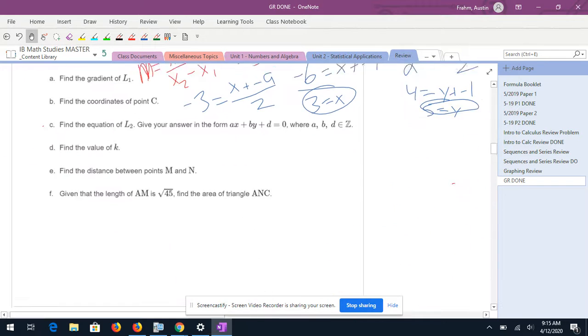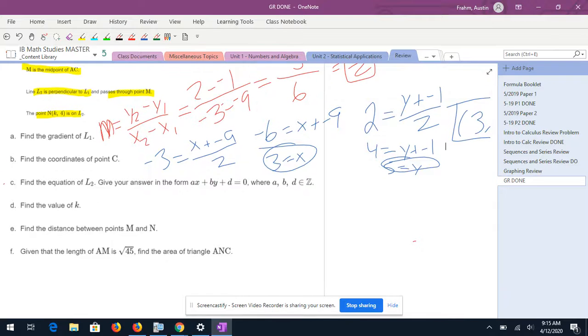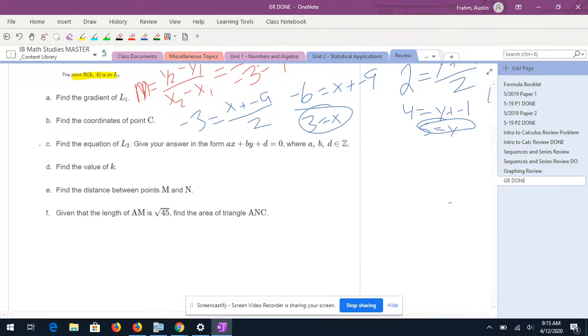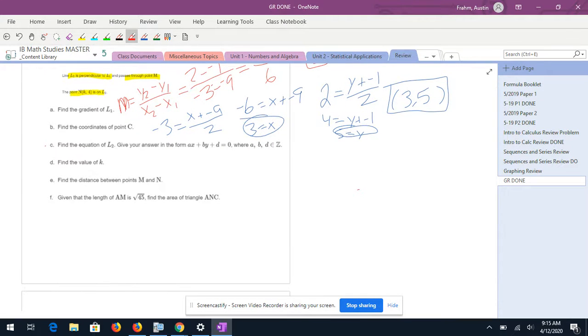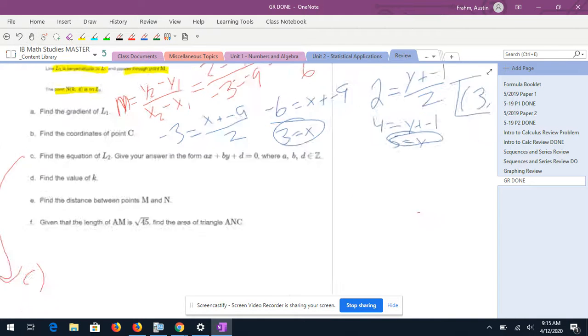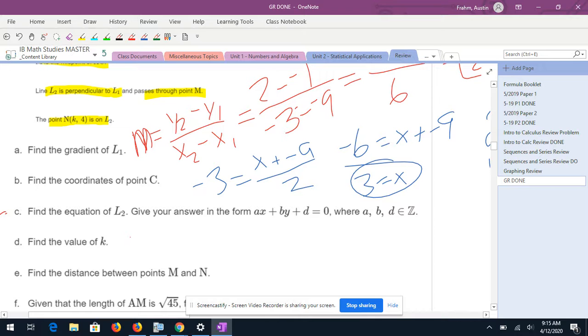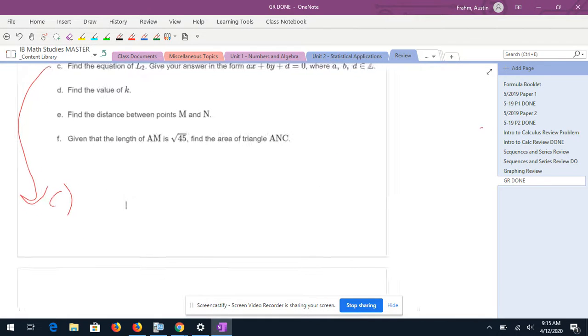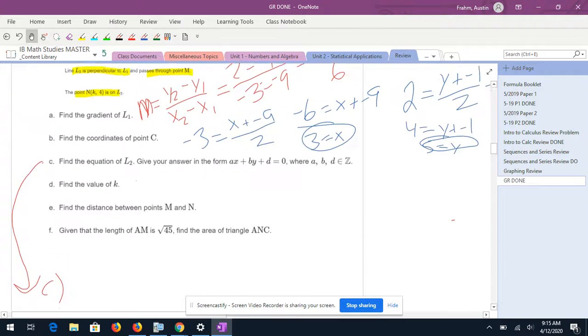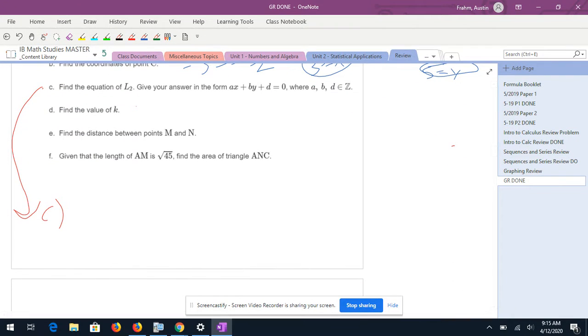Okay, then for part C, it says find the equation of L2, give your answer in standard form, where A, B, and D all have to be whole numbers. So I am going to do part C down here. So finding the equation of L2, we know that L2 is perpendicular to L1 and it passes through point M. So we know that the slope of L1 we found in part A is 1/2. So the opposite reciprocal of that would be the slope of L2, which would be -2.